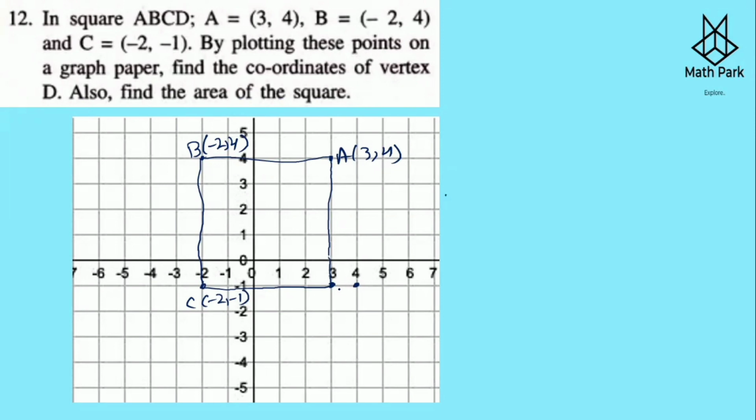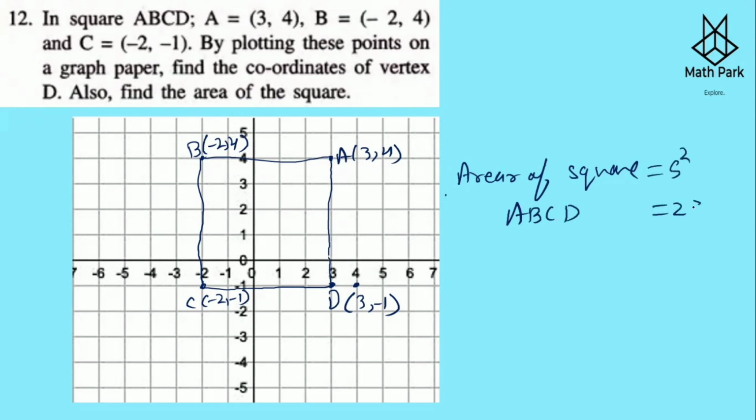So we have the fourth vertex. The fourth vertex D is (3, -1). And the area of square ABCD: we know that the side is 5 units. It is 5 squared, which is 25 square units. Also by counting the number of squares you get the same, 25. This is how we found the area of the square.